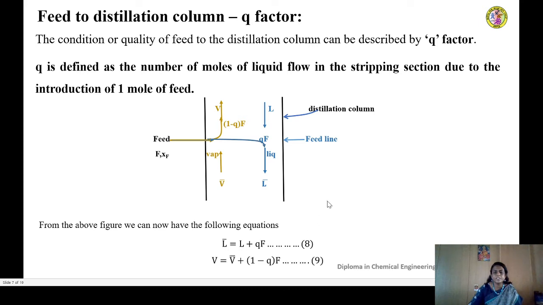The next equation will be that of V. V also gets changed because it is a sum of V bar plus (1 minus q) into F. So keep these two equations for further substitution in the feed line equation derivation.